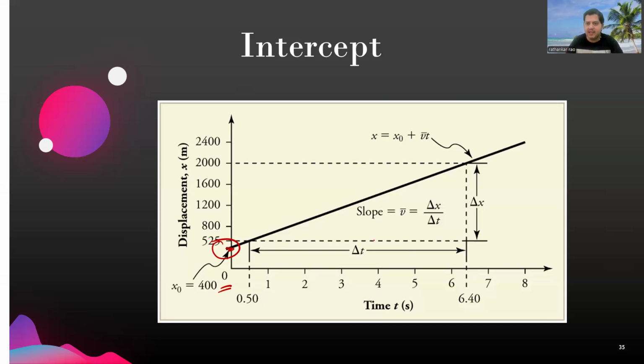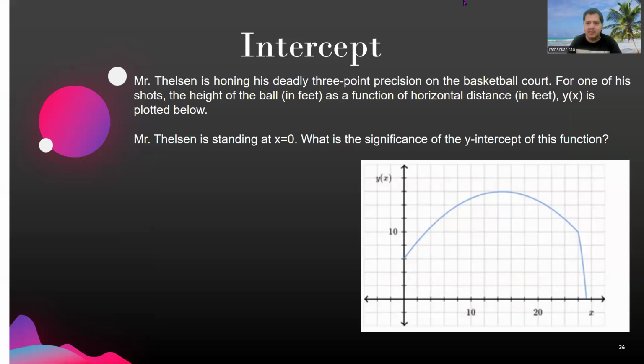So there was one interesting problem shown over here, which says something like this. It says that Mr. Telson is holding his deadly three-point precision on the basketball court. For one of his shots, the height of the ball in feet as a function of the horizontal distance in feet, y of x, is plotted below. So here what is being shown? The plot of y of x, that is the throw versus the distance where it falls has been shown. That is the basket where it has been thrown. Mr. Telson is standing at x equal to 0. He is standing at this point.